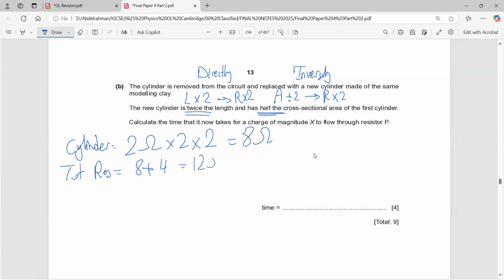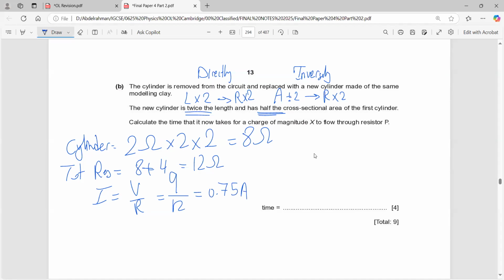The total resistance is now 12 ohms. Can I find the new current? Yes, I equals V over R, in which the voltage was 9 volts over the total resistance, which is 12. So the new current is 0.75 amperes.